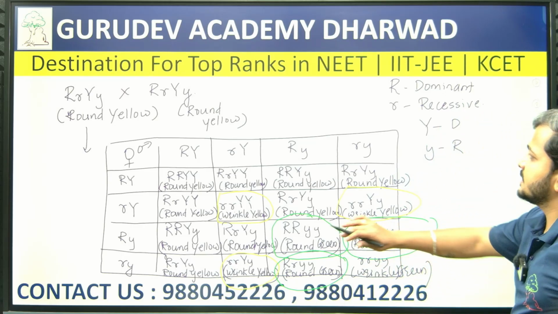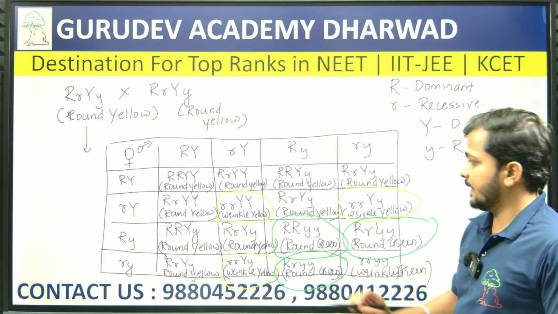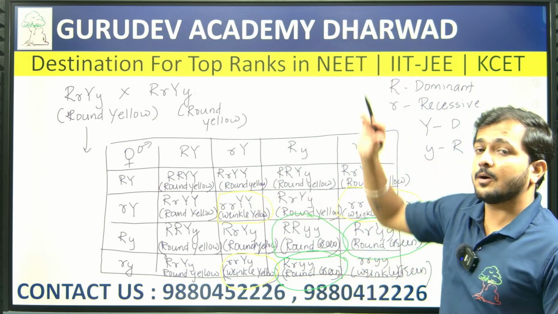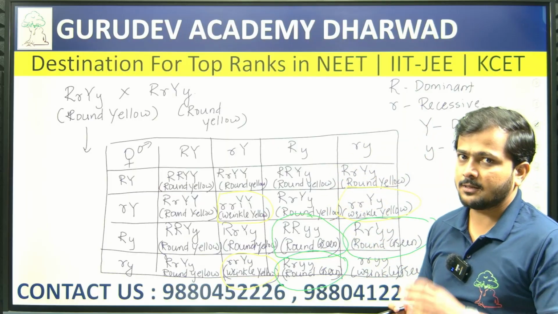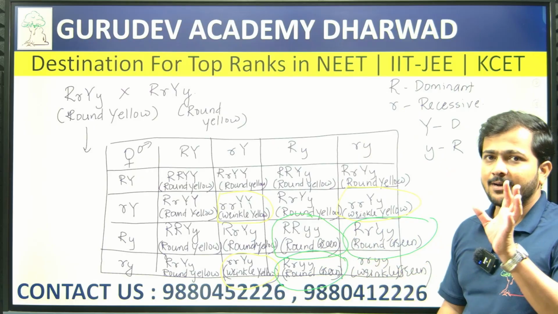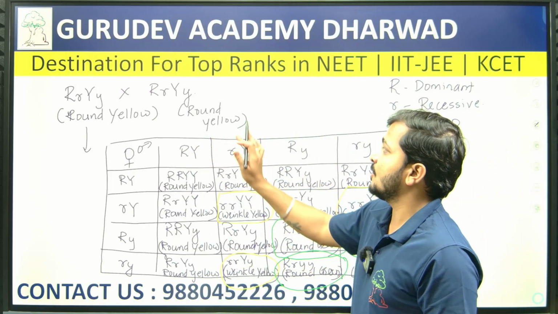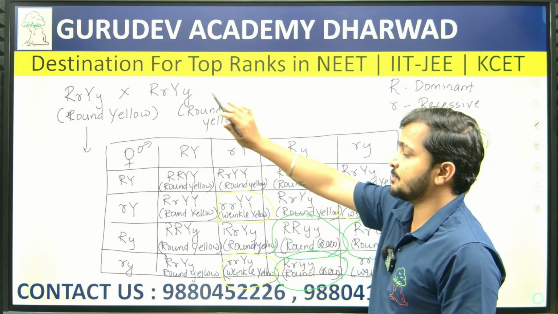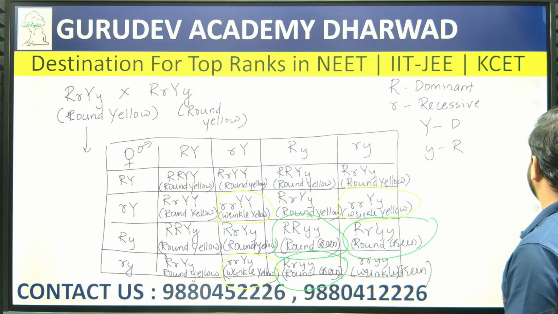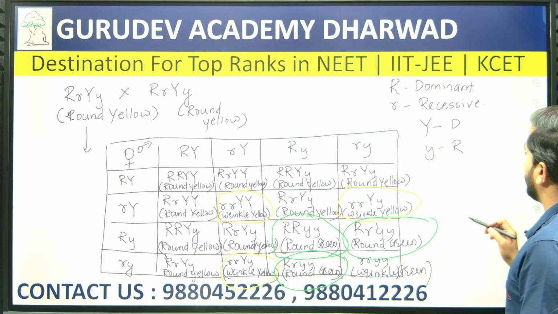So overall, if you consider, this shows three of them are yellow, that is wrinkle yellow, non-parental combinations, where we have actually crossed the first one, right? Then one more was round green, that even we have crossed. So overall this is the Punnett square with respect to the F2 generation. Then ratio wise, how are we going to calculate?